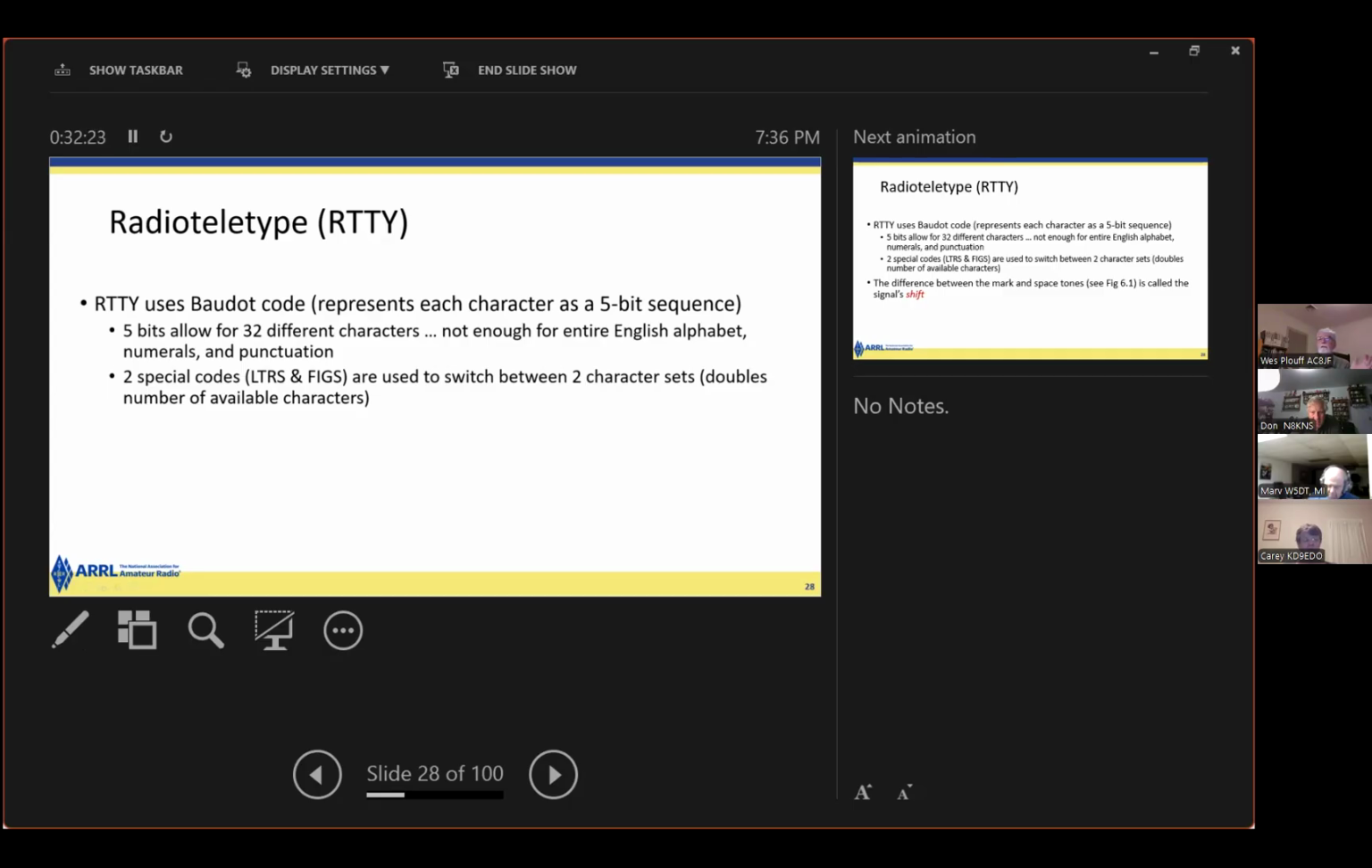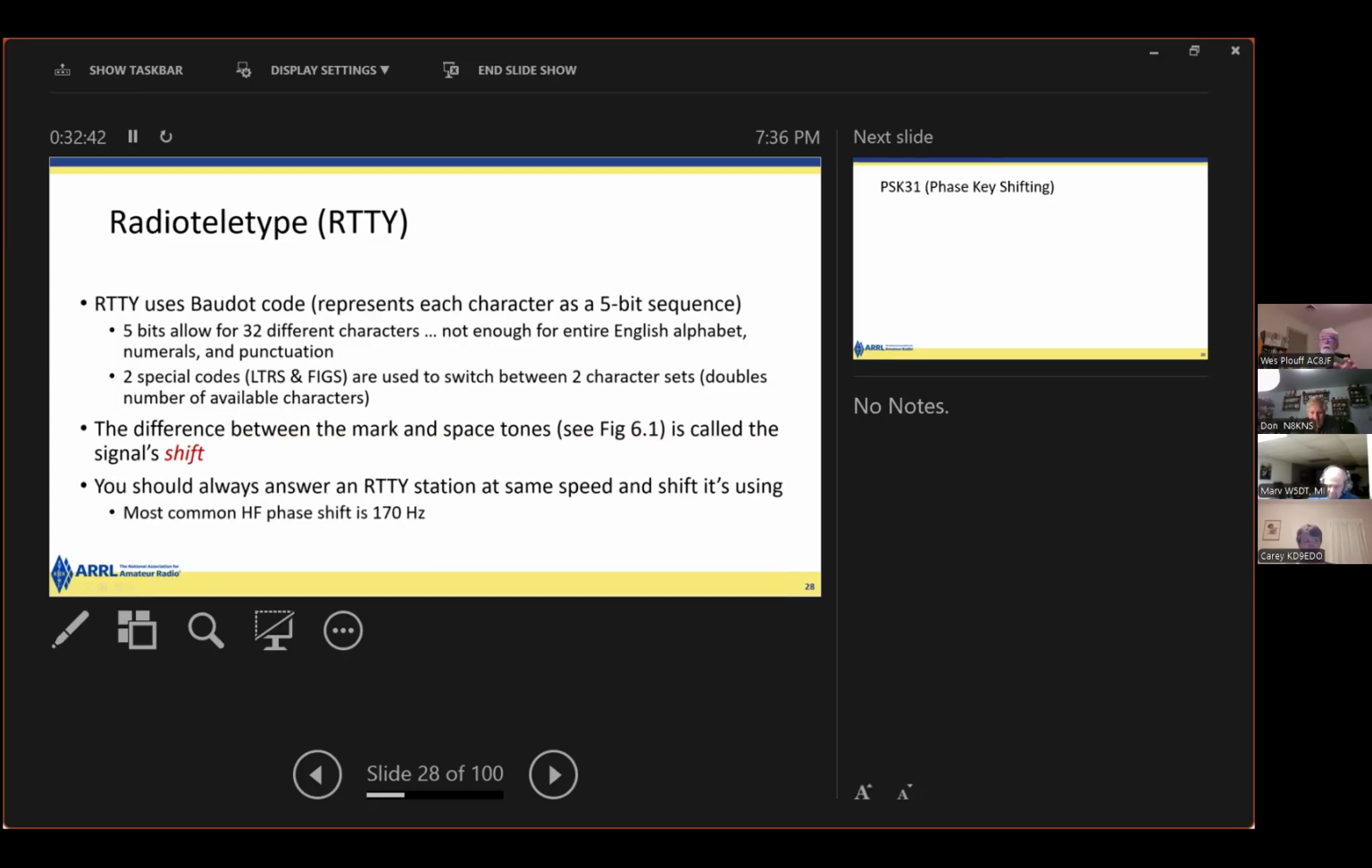Anyway, that's a quirk, and that's not going to be on your exam, but that's one of the things that can go wrong when you're running radio teletype. The difference in frequency between the mark and space tones is called the shift of the signal. So that's the frequency shift in frequency shift keying.